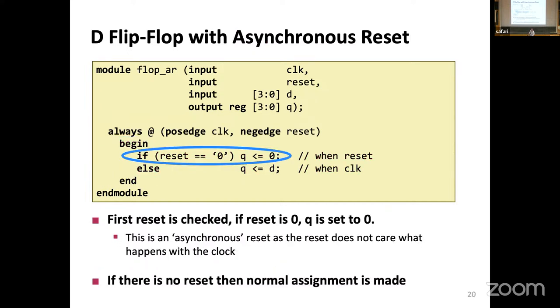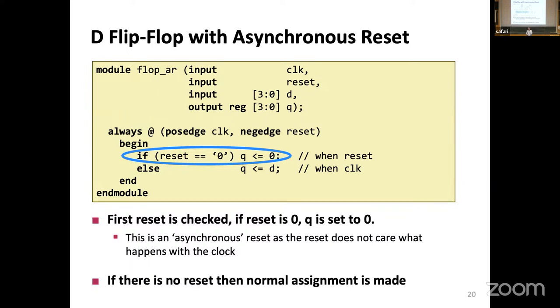We were here. Okay. So as I was explaining, the first reset is checked. If reset is zero, Q is set to zero. This is what we call asynchronous, because it's not dependent on the clock. We can come here anytime the reset changes to zero. It can be anywhere. It's not really dependent on the edge of the clock. This is why we call it asynchronous. It's not synchronized to the clock. And if there is no reset, then the normal assignment is made.